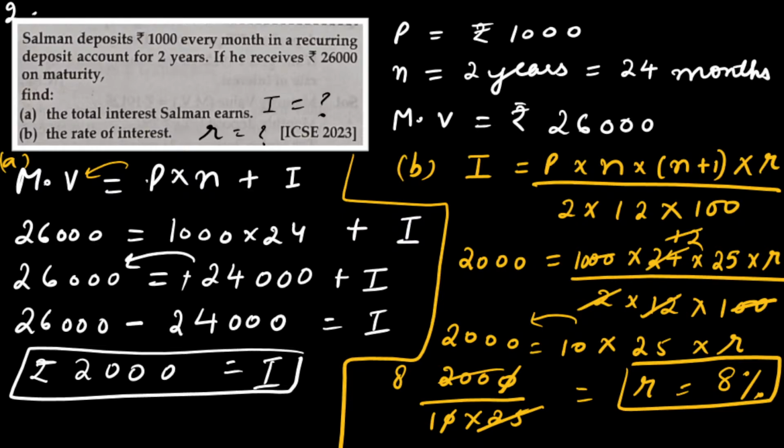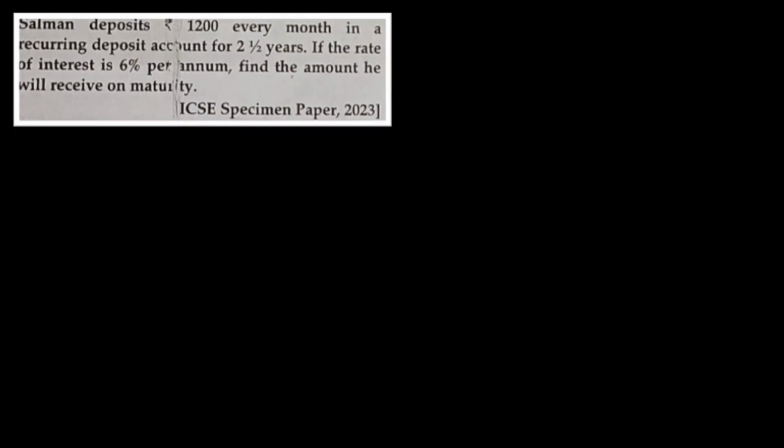So any doubt? Where we had to find R, we use the formula of interest, because in the interest formula only R is there. That's why we use this formula, and then we found the value of R. Let's do the next question.